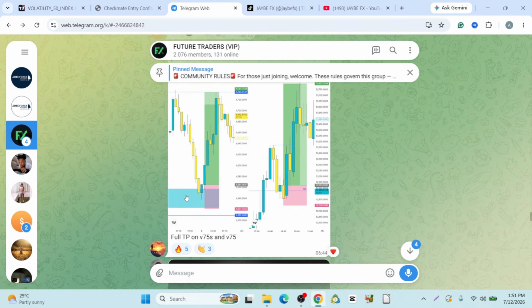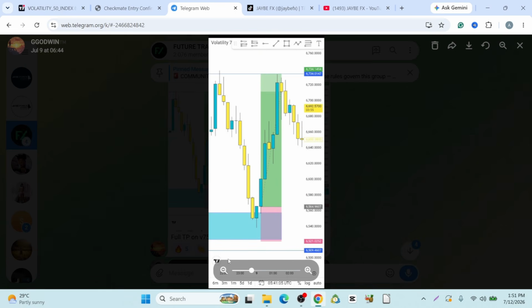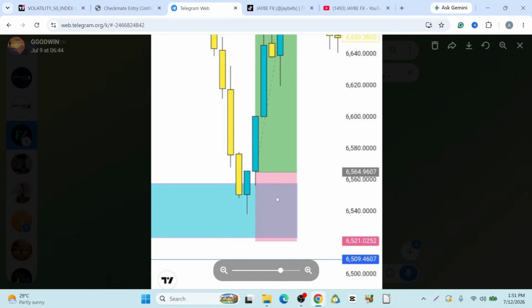All right, this is someone's analysis. Let me just use this one. So what can you see here? A liquidity sweep of this candle low. So this is a candle low sweep of liquidity, then engulfing.